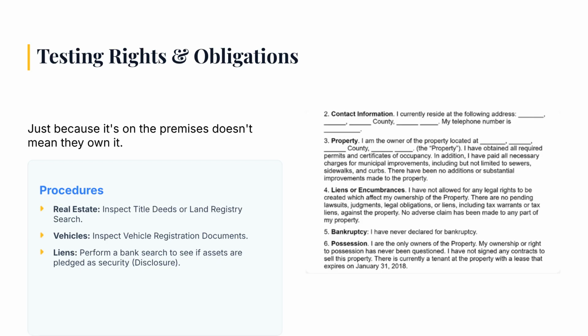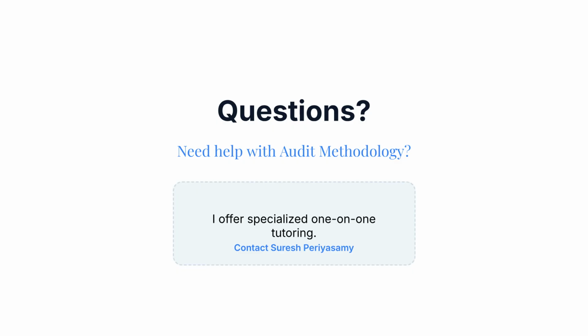What to document? Copies of title deeds or title search results. Confirmation that the name on the deed matches the client's name exactly. Auditing PPE requires a mix of desk work, math and invoices, and field work, physical counts. If you execute these procedures correctly, you provide high assurance that the assets are fairly stated.